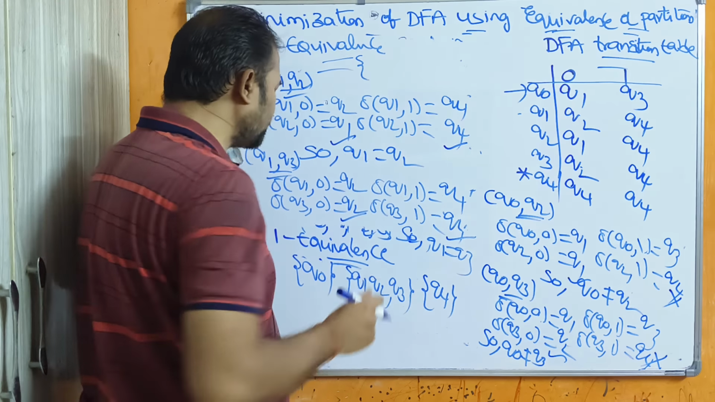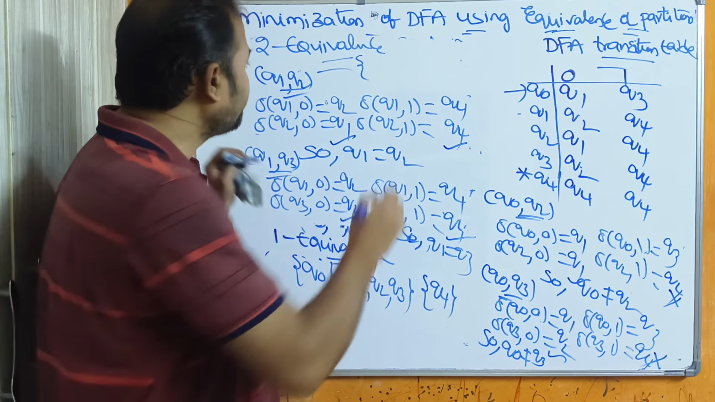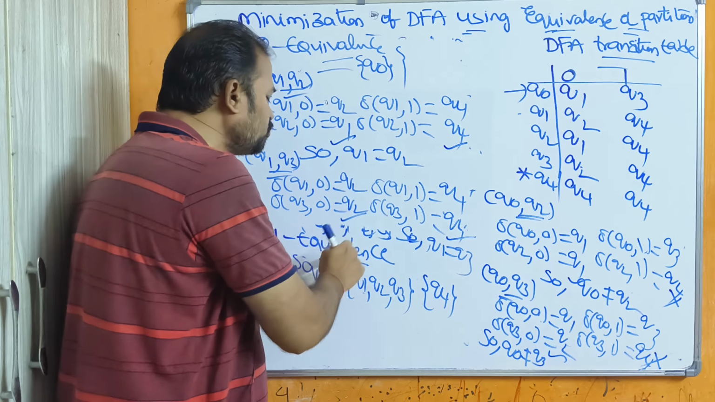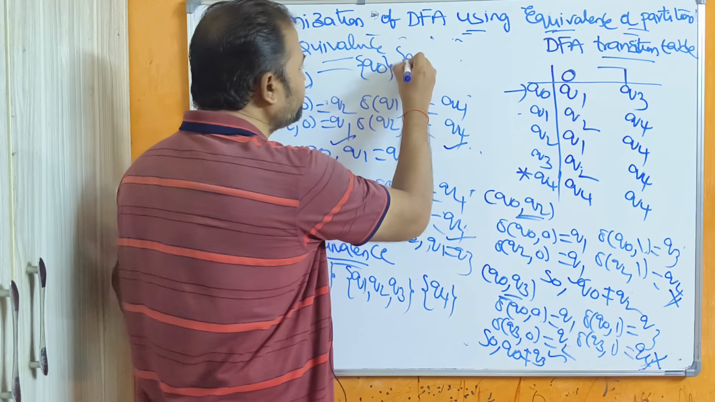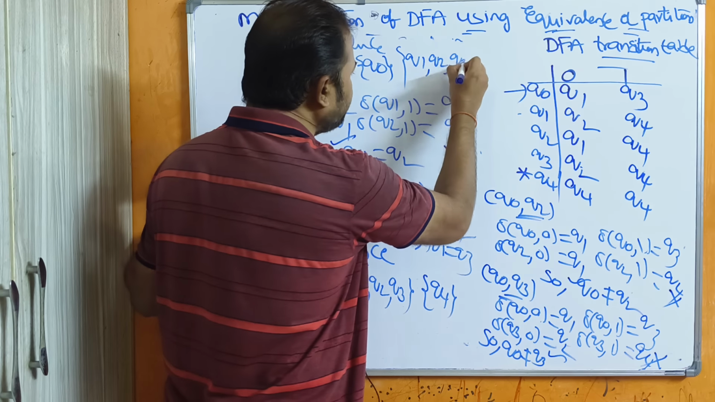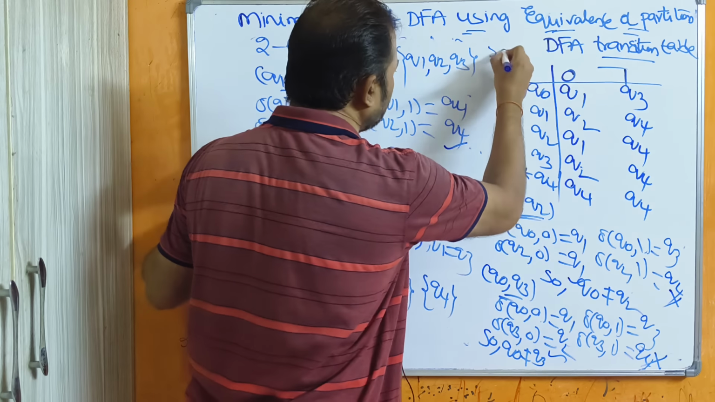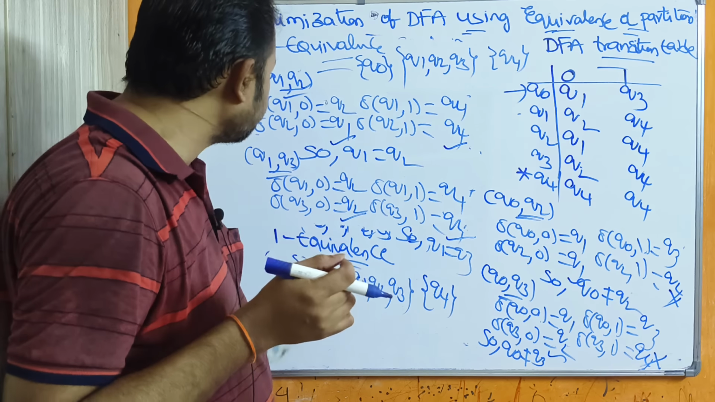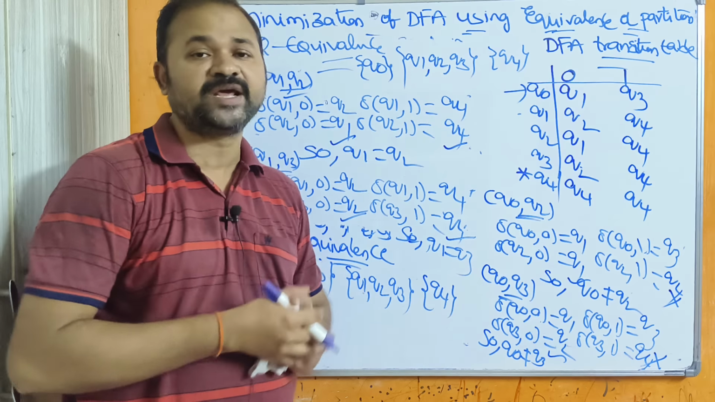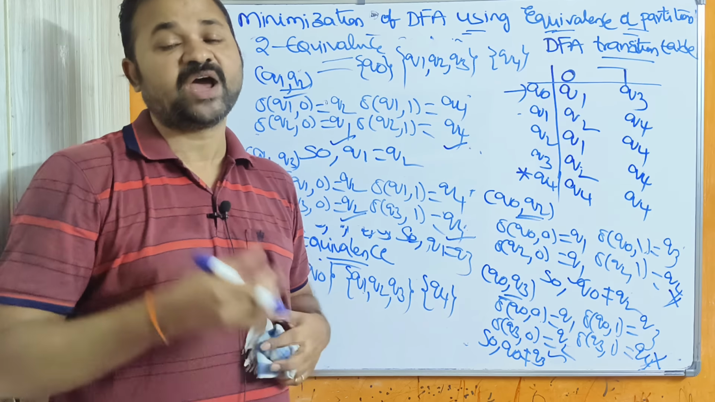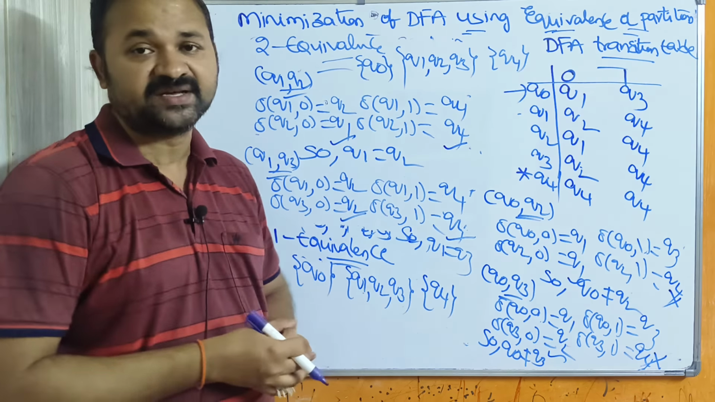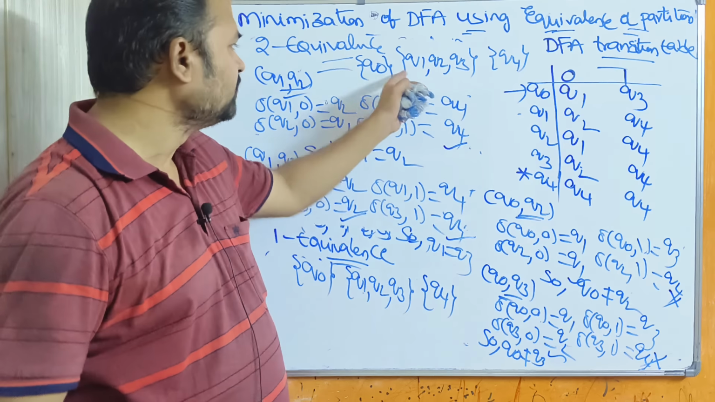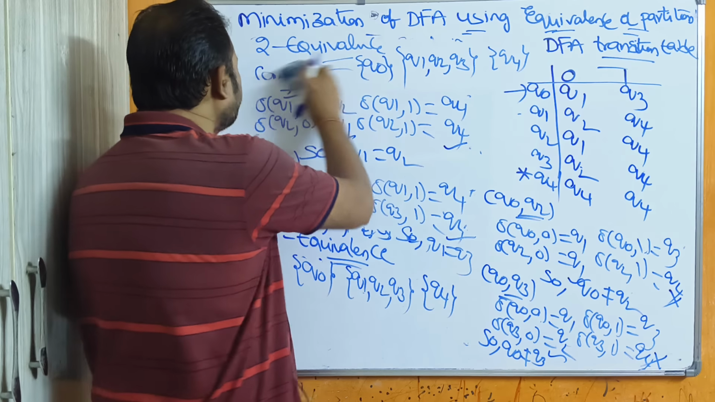So after second equivalence, what is the result? Here Q0 is present in one set, whereas Q1 equals Q2, and Q1 equals Q3. So that means we have to place Q1, Q2, Q3 in one set. Next place Q4 in another set. So here, second equivalence as well as first equivalence are both the same. So now we can stop the process. Why? Because even if we calculate third equivalence, we will get the same result. After calculating 4 or 5 or 6 equivalence, we will get the same result only. So now we can stop the process.